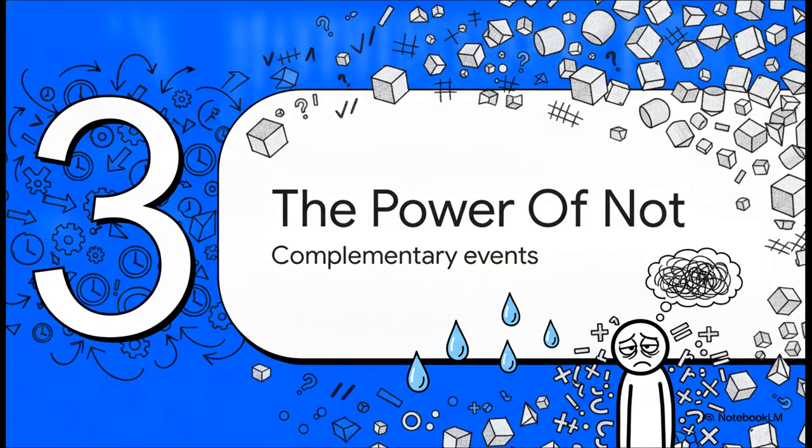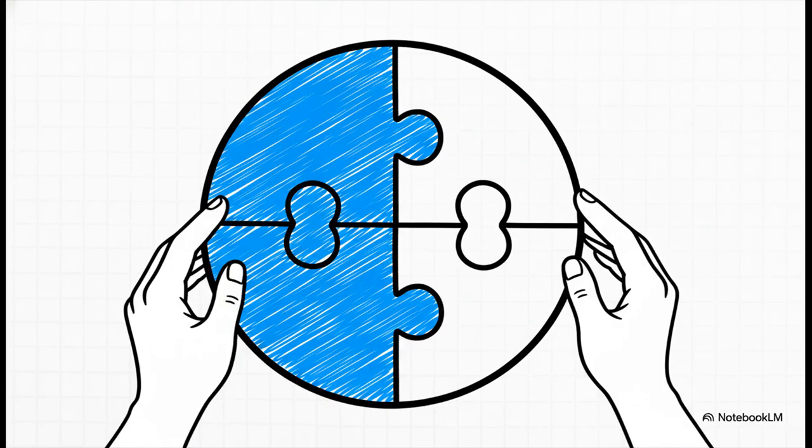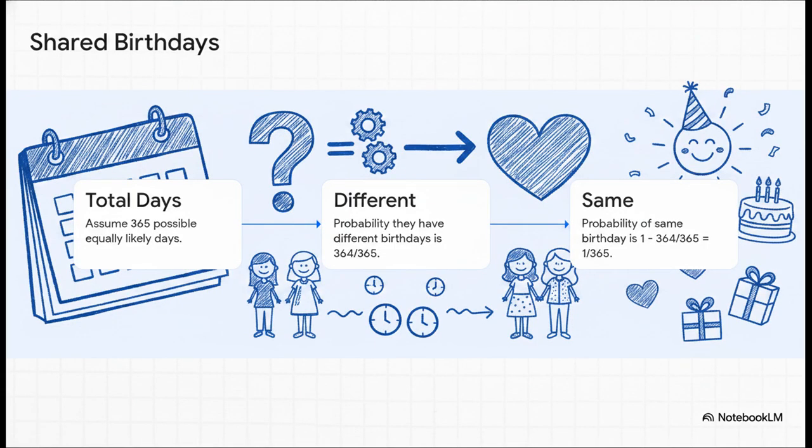Okay, on to section 3, the power of not. This is where we talk about complementary events. So, sometimes calculating the probability of an event directly is just way too exhausting and complex. When that happens, we use what are called complementary events. This builds on a really strict fundamental rule. All possible probabilities in an experiment must always add up to exactly 1. Because of that, the probability of something not happening is simply 1 minus the probability that it actually does happen. Let's apply this to a really famous puzzle from the text.